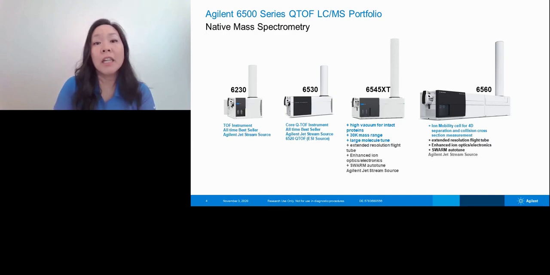As you can see, there are different options you can use for the high resolution accurate mass system. You can still do it with our base model TOF or the base model QTOF. For larger complexes, you'll see the 6545 XT offers you an extended mass range. And for higher order structure analysis, where you get that added dimension of ion mobility separation for conformational studies, that's where the 6560 would be a great instrument to utilize.